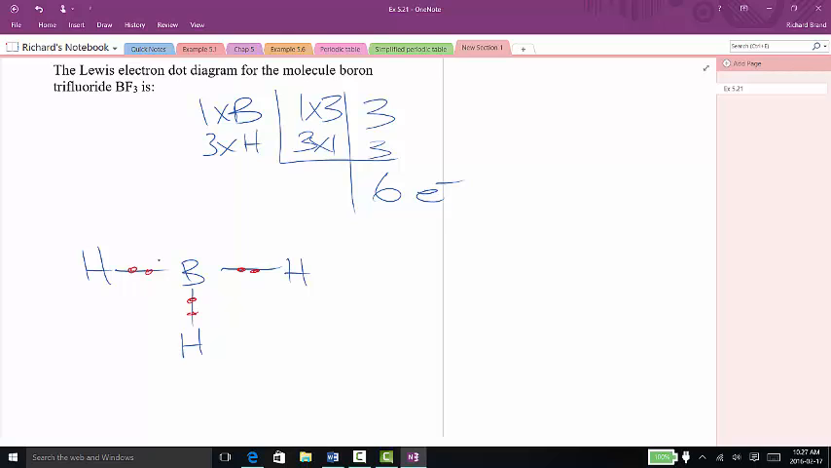So the hydrogens are all happy. What about the boron? Well, I said earlier the boron is actually happy with 6 valence electrons. So how many dots do we have down here? 2, 4, 6. Well, we got 6 valence electrons down there. We had 6 valence electrons to distribute. So this is a happy Lewis electron dot diagram.